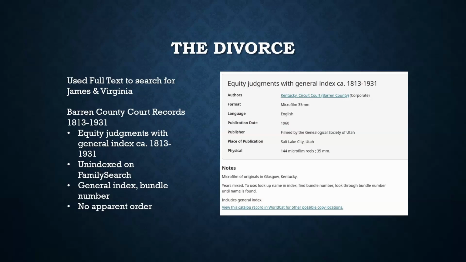And so the equity judgments go with the chancery courts, which are not something that I would have ever thought to look through to try and find divorce records. And these records are unindexed on FamilySearch. There's a general index, but it gives you a bundle number. So you have to find the year and then go through that bundle number and then find your records within a whole bunch of other records. So without full text, I probably would have never found these records, because I would have had to go through page by page, probably hundreds of records.